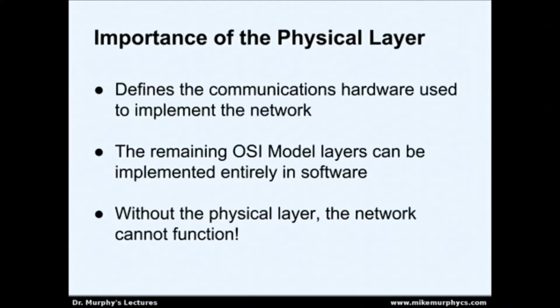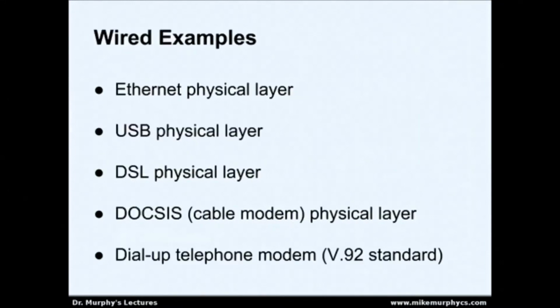So this layer is highly important. It could be argued, in fact, that the physical layer is the most important layer of any networking system, simply because none of the other layers work without it. This layer defines the communications hardware that's going to be used to implement the network, and every other layer of the OSI model can be implemented on top of it, and moreover, every other layer of the OSI model can technically be implemented entirely in software. So the software needs some kind of hardware on which to run. The physical layer provides that hardware and allows the network to function.